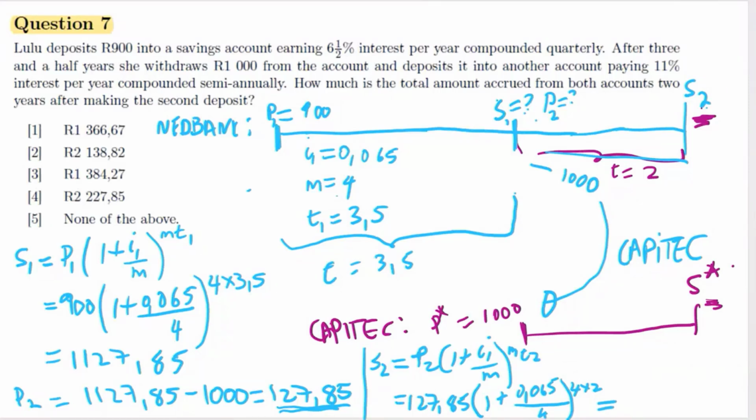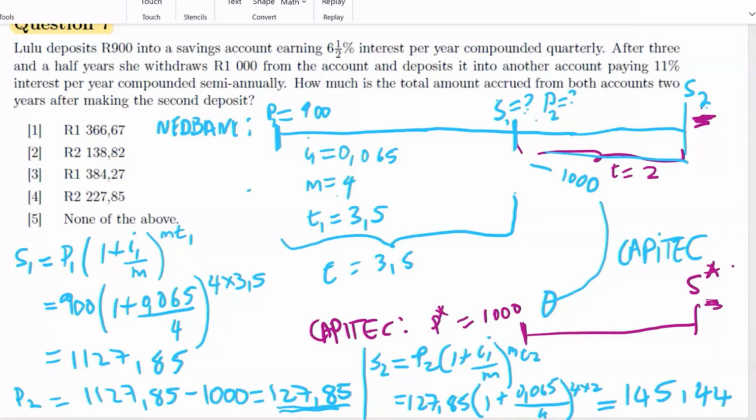So the accumulated amount at Nedbank is only 145.44. Okay, that's it, still dealing with Nedbank. So let's see what happens at Capitec. Now we go and calculate the accumulated amount at Capitec.